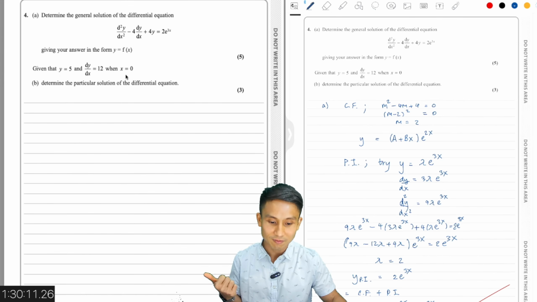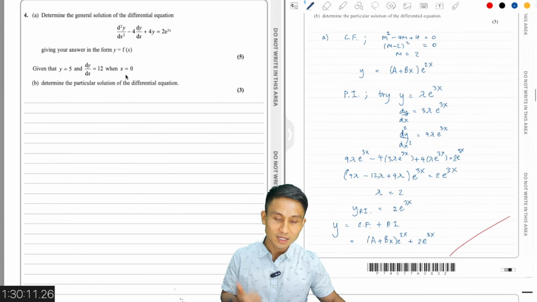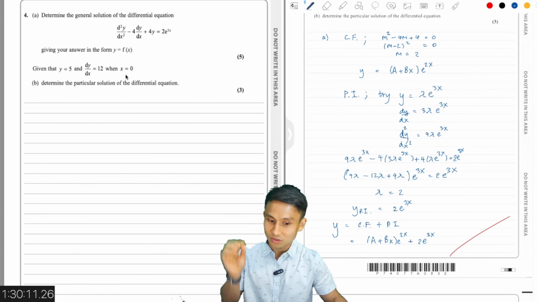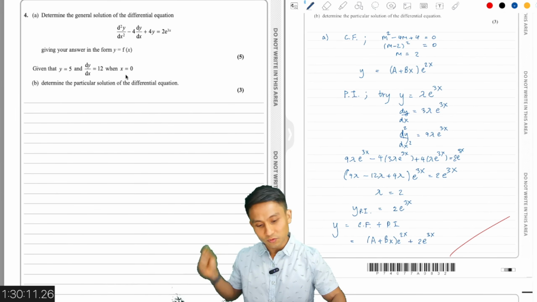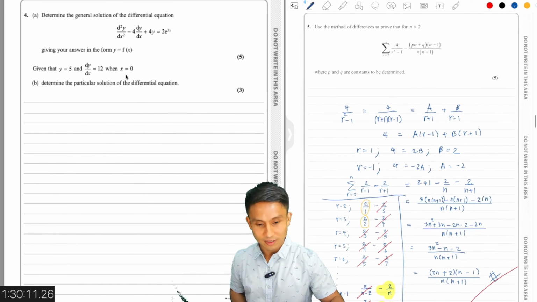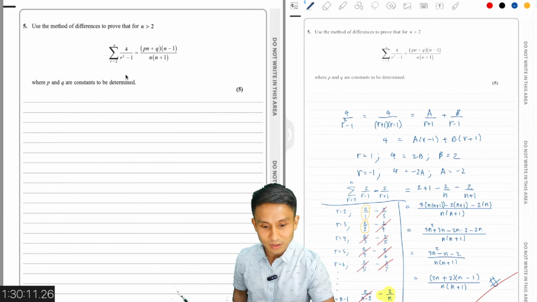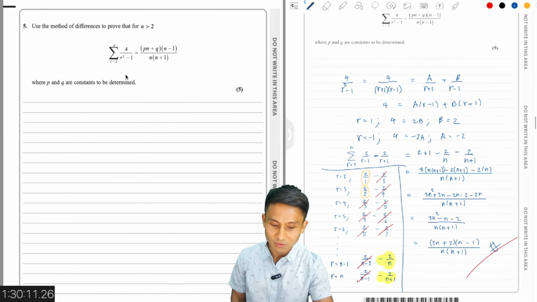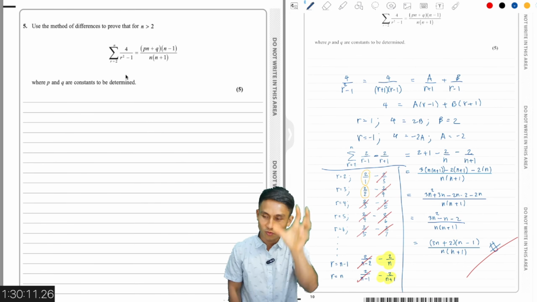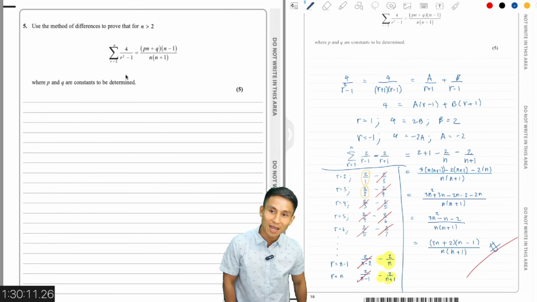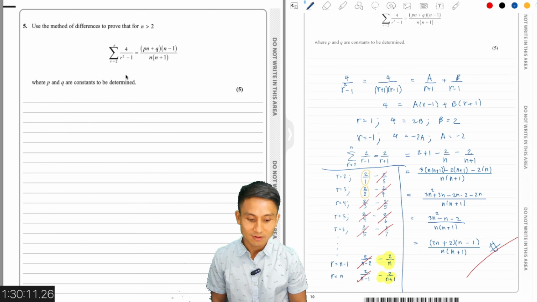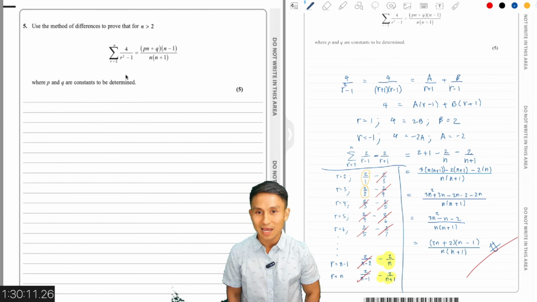That's why I got a plus bx there, times e to the mx, which is 2x, and then go through the steps here, so that's fine. This one, number 5, method of differences. Just make sure you understand how to go through the pattern cracking step there, just to find what is left uncancelled, right?